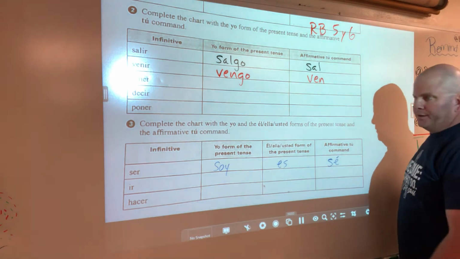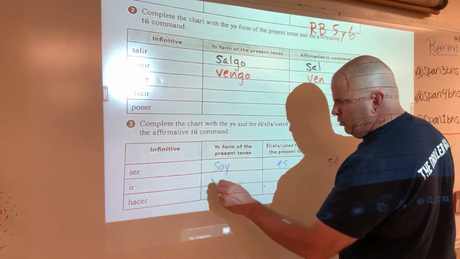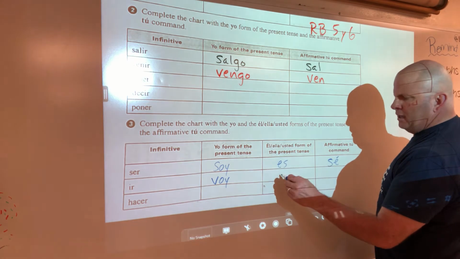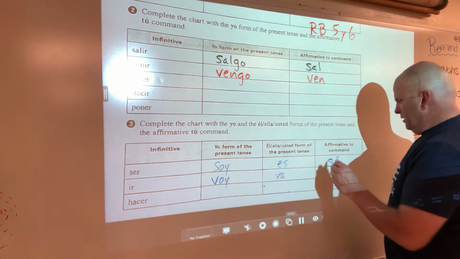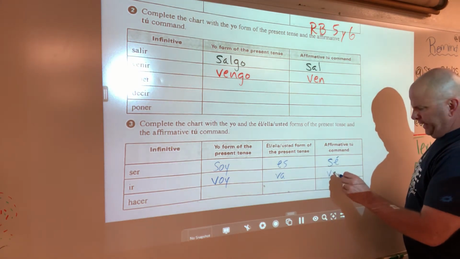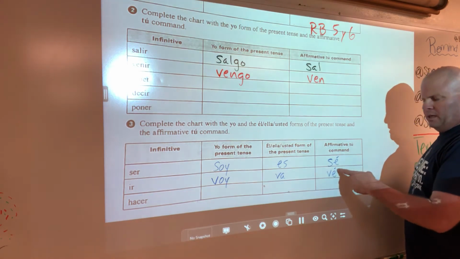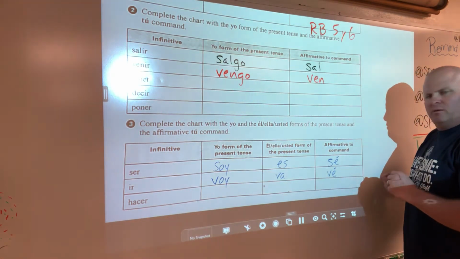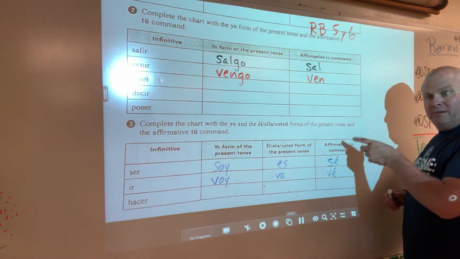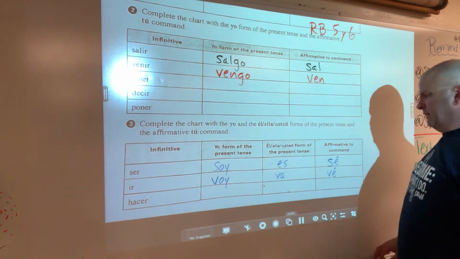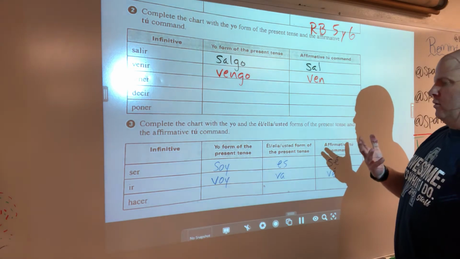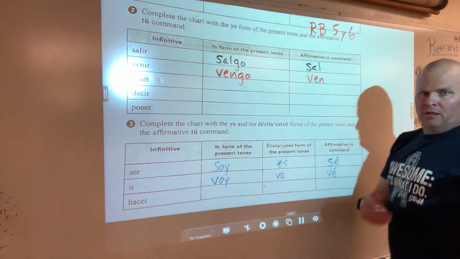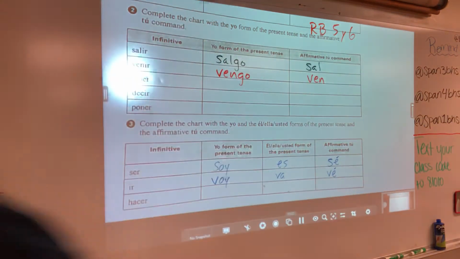Okay? Ir is voy. The él or ella is va, and then the affirmative 2 command is ve. And I don't know if I put an accent when we did the notes, but it does need an accent. That way you don't get it confused with the verb ver, to see. Okay. So if you can do hacer here and do these 3 up here, then we'll be good. Let me flip it over and we'll go over the back side.